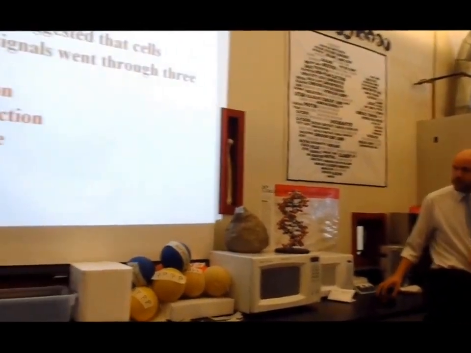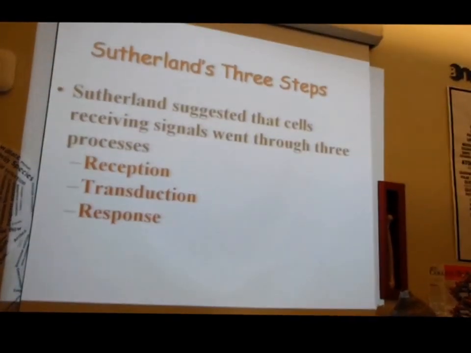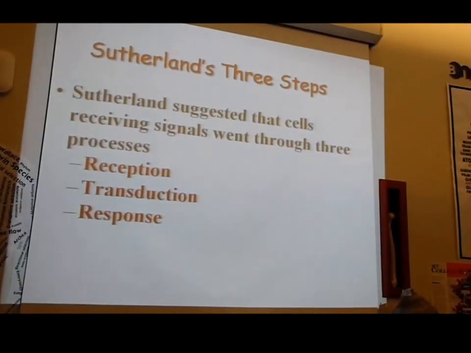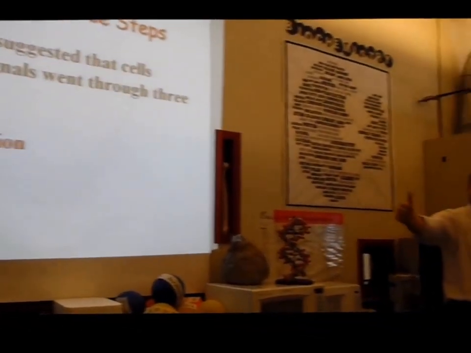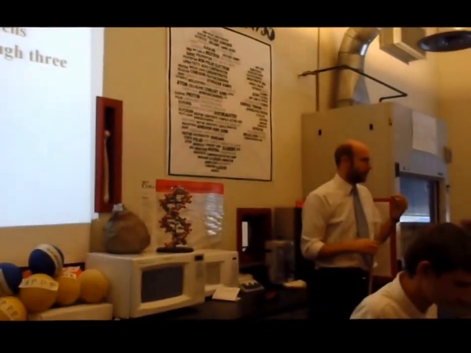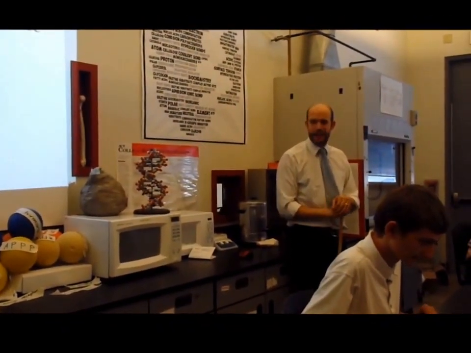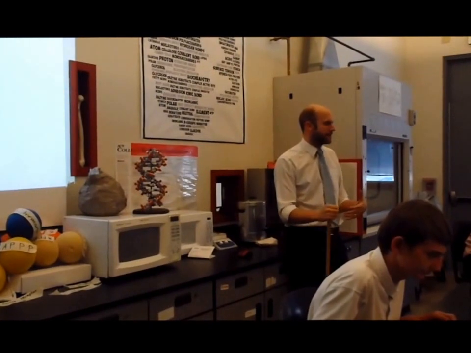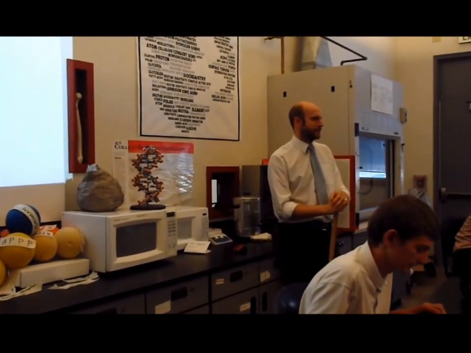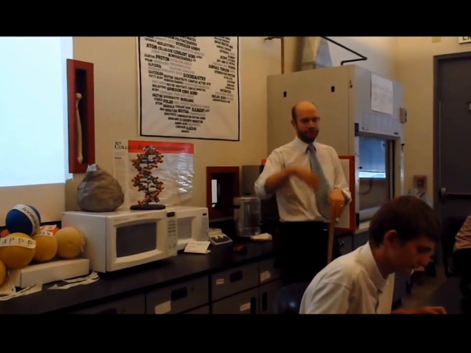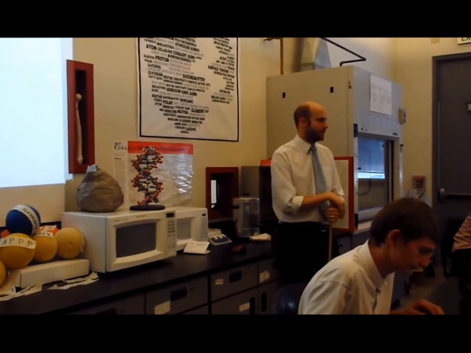Sutherland suggests there are 3 processes that are involved in cell signaling. We have our initial reception, our transduction, which is like the processing of the message, like what happens to it when it gets to the cell, and then the response, how does the cell react? And there's lots of different ways a cell can react. It can send a signal on, it can produce a particular protein, it can release a digestive enzyme, it can do all kinds of different things.